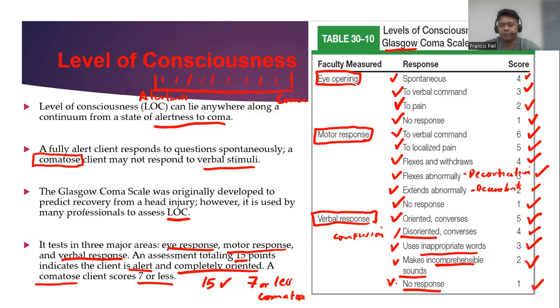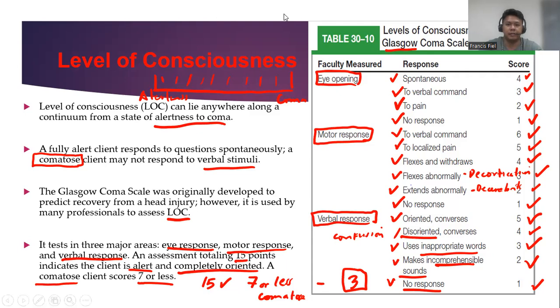All right? Now, what is the lowest score of the Glasgow Coma Scale? Anybody? What is the lowest score for Glasgow Coma Scale? So, the lowest score is 3. All right? So, 3 yung pinakamababa. Walang 0.